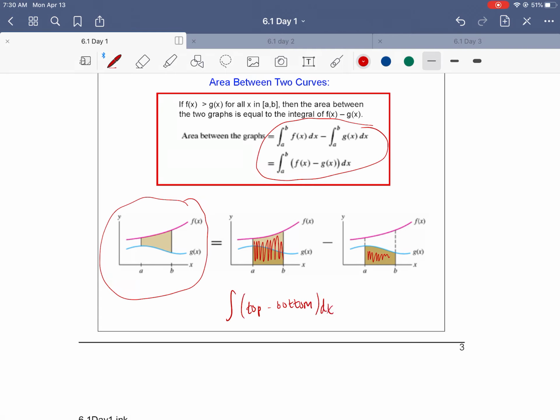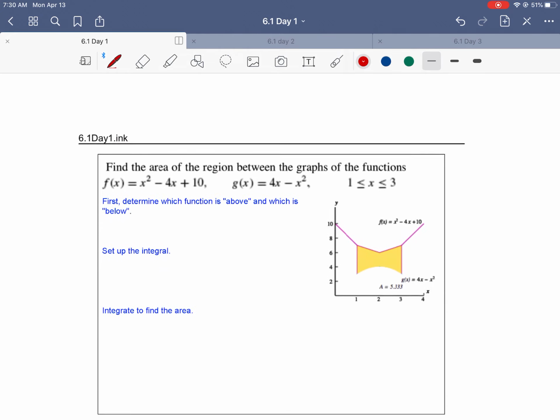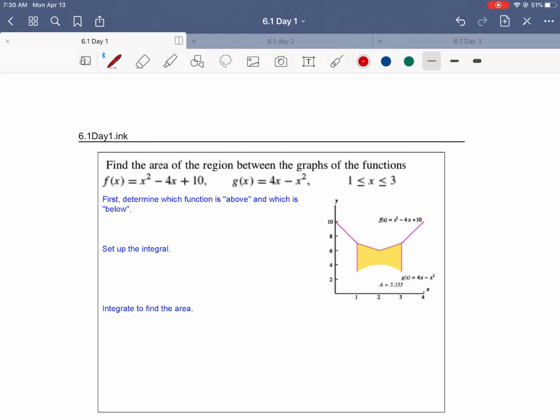Top minus bottom in terms of your functions. And the numbers are always going to go from left to right. Small number on the bottom, bigger number on the top of your integral symbol. Those are your limits of integration. Okay? So you're sort of making a box around the space, right? We have our top, we have our bottom, we have our left, we have our right.